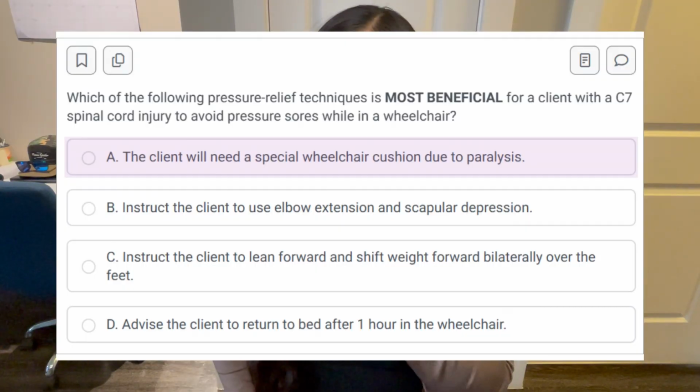Okay, so let's run through these options. The first option we have is A, the client will need a special wheelchair cushion due to paralysis. This one is right. The answer is right, plain as day. That's the thing with these test questions, is that they kind of try to trick you because multiple answers can be right, but you have to find the most right answer or the best answer. So I'm not going to eliminate option A. I'm just going to keep it on the back burner, but let's look at our other options.